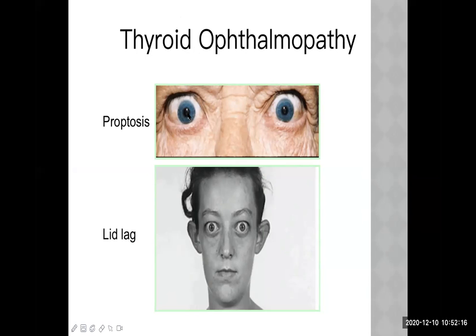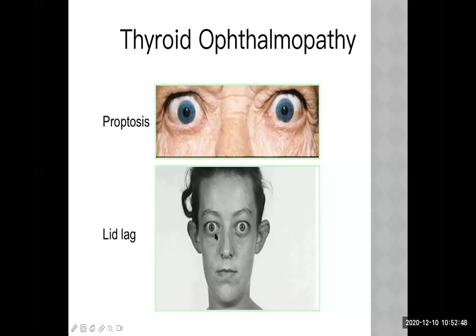And if I ask the patient to look towards the ground, then the upper eyelid will lag behind the movement of the eyeball. This is called lid lag. These are very, very prominent features of Graves' disease. And some of the female patients present with a very red eye. This is called chemosis. Chemosis is actually edema of the conjunctiva with redness. And there is a gritty type of sensation in the eye.